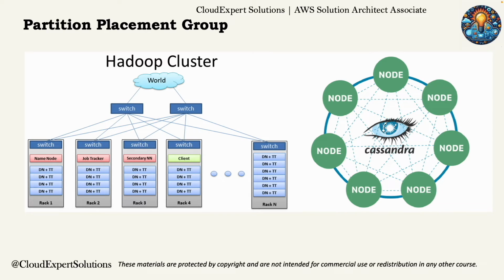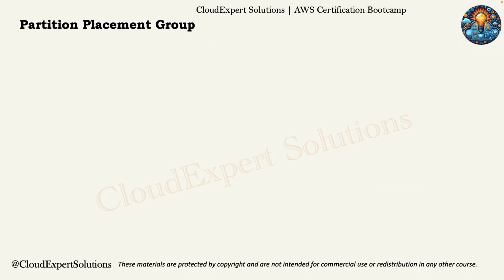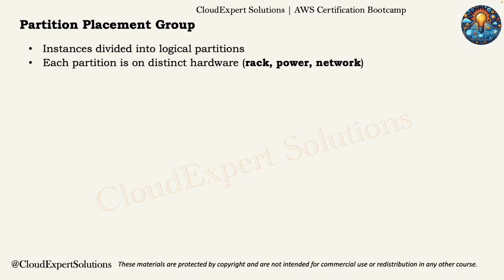To solve this problem, we have the third category, that is partition placement group. In partition placement group, instances are divided into logical partitions. Each partition is on distinct hardware, that means in a rack with its own power and network.